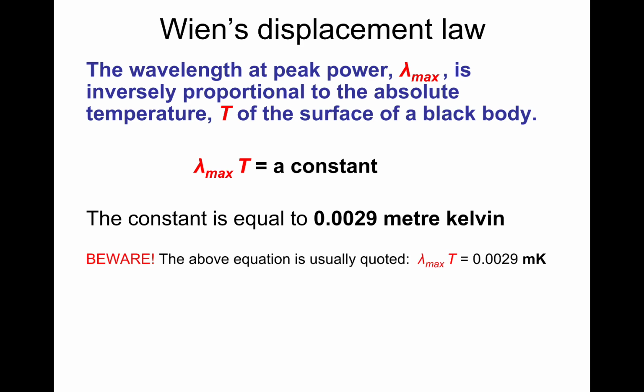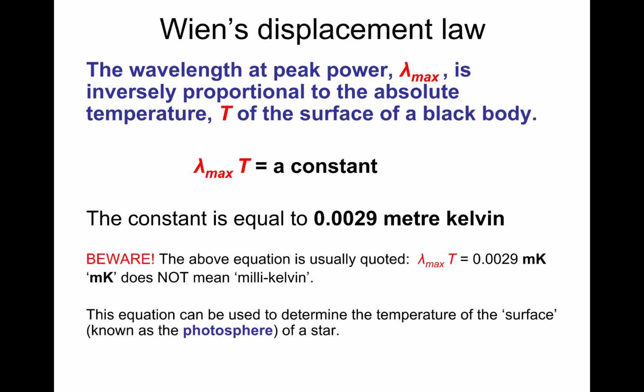And it's written like this: lambda max T is equal to 0.0029. It is not milli, all right? It means meter Kelvin, so it doesn't mean millikelvin. So don't make that mistake. And the equation can be used to determine the temperature of the surface of a star, known as the photosphere.